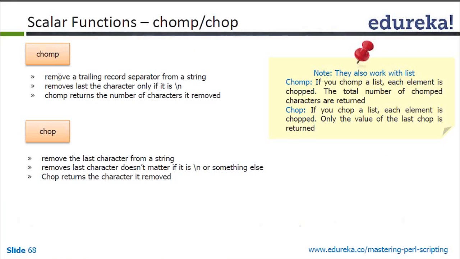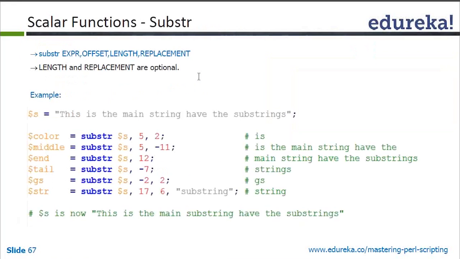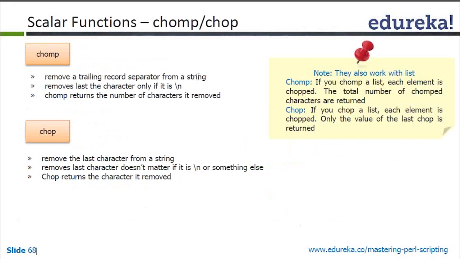You can see that chop removes the trailing record from the string. If you want to chomp, it will only get part of the string. It is very much similar to substring, but you don't specify any length or anything like that. Just chomp and the string followed by the string. It will just chomp what you want to get. We will see further how it is done.